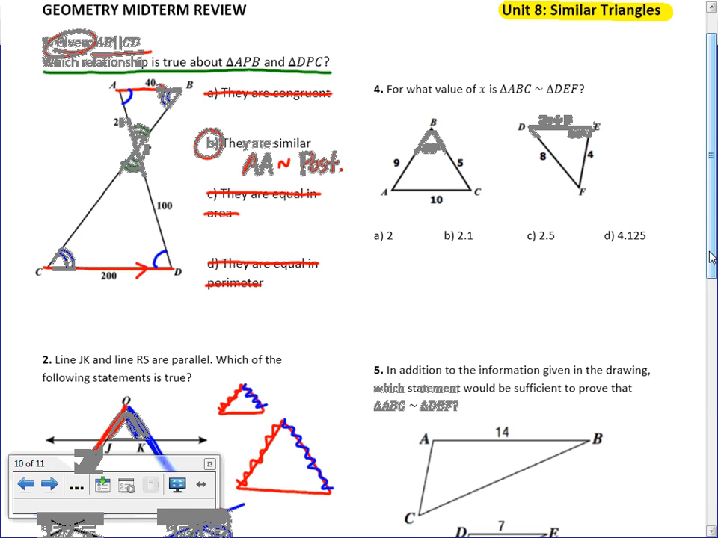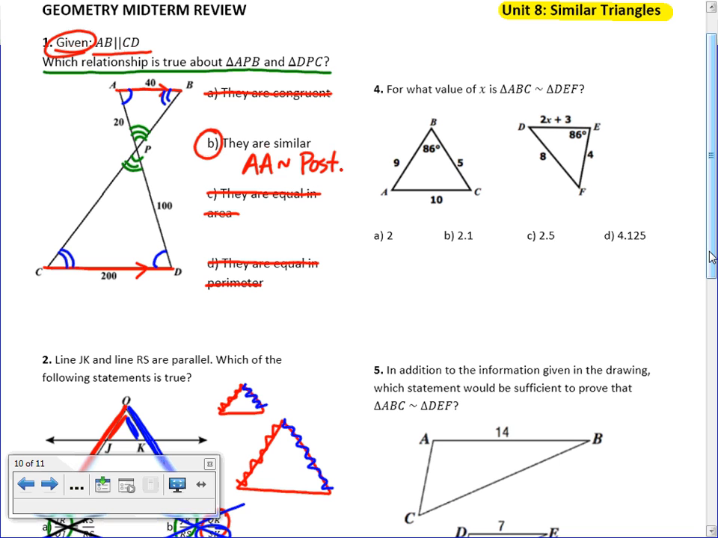Alrighty, number 4. For what value of x are those two triangles similar? Okay. It looks like they're trying to get me to match something up wrong. They've got one triangle sitting on the base of 10, and then the other triangle is a different orientation, and I bet you they're hoping we'll match up things incorrectly. So let's see what happens.